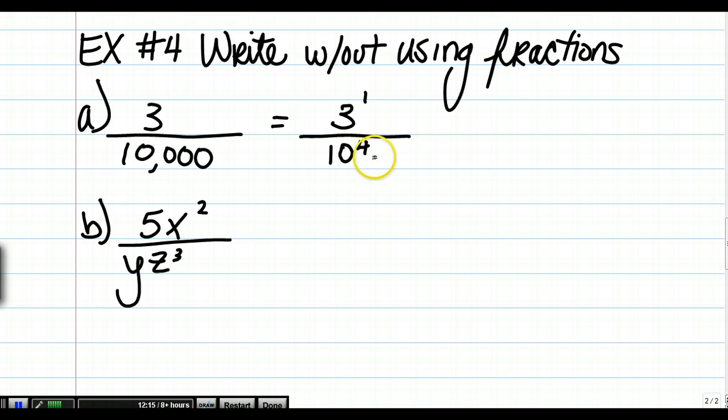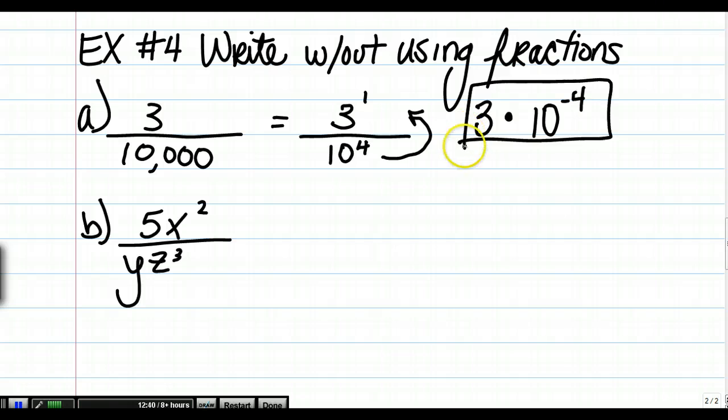And I would need to get this, and I call it like getting it all on one line. So if I want to move this up here, I would need to have 3 times 10 to the negative 4. I would have to make it negative to flip it. So I like doing the opposite. Before, whenever you have a negative, remember you turn it into a fraction, but here I don't want the fraction. I want to put it up on top. So this would be your answer for A.